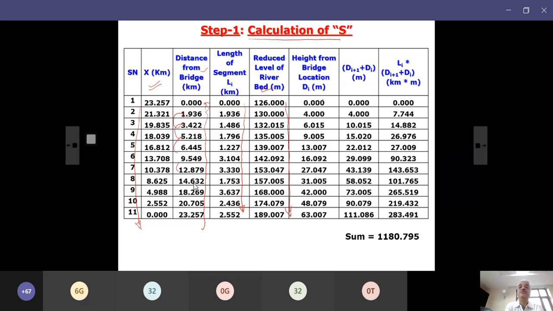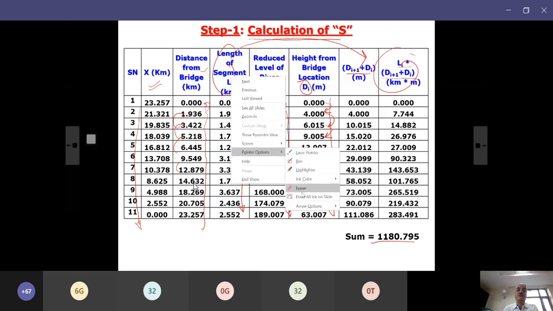Then height of bridge from this. So this is reduced level of bridge. Now every value you have to deduct from this bridge location. So you will get this is height of bridge, Di. This is called as Di. Then Di plus 1 plus Di. So this and this, this and this, this and this. You will keep on adding. Then Li multiplied by Di plus 1 plus Di. So Li is this column multiplied by this. You will get these values and then their summation.